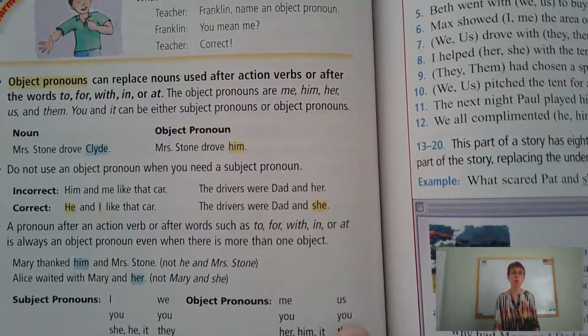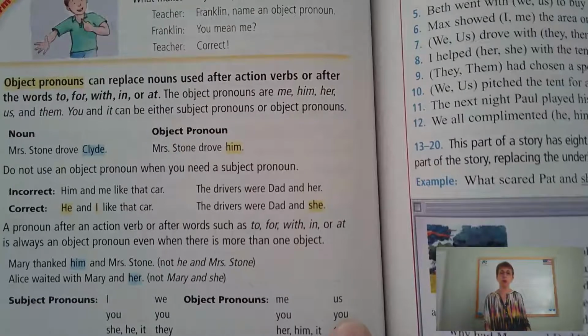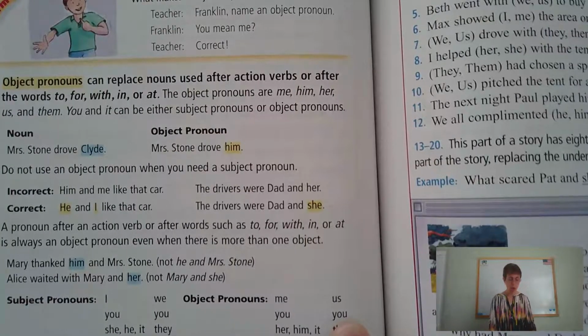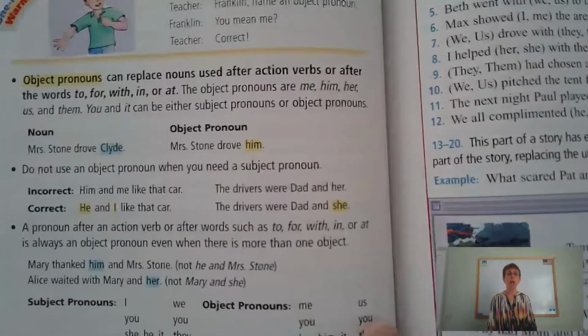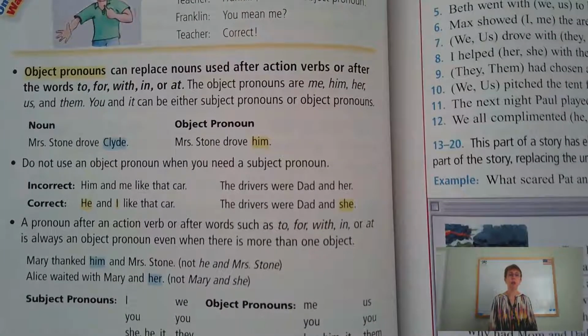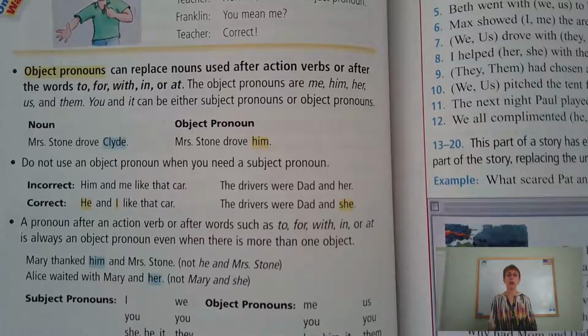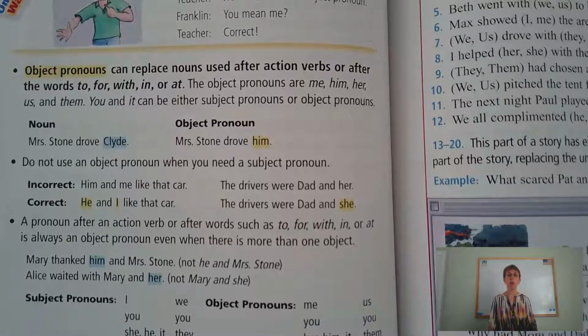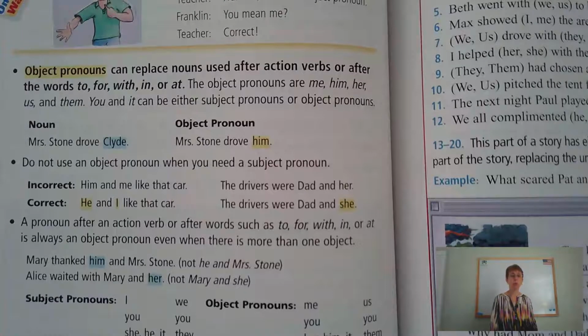We're going to start in grammar with a review of object pronouns, page 218. Object pronouns can replace nouns used after action verbs or after the words to, for, with, in, or at. The object pronouns are me, him, her, us, and them. You and it can be either subject pronouns or object pronouns.